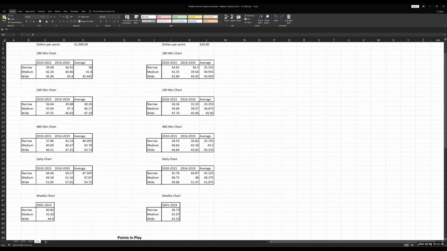We can look at, for instance, if we use a simple strategy, some filters, and we can look at using a simple exit technique. We'll use a fixed targeting technique and see how that compares.